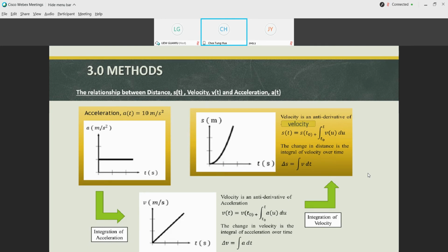Next, the distance is an antiderivative of velocity. So we can get the change in distance as the integral of velocity over time. And the distance has a graph represented as an exponential graph. Next, I'm going to pass the discussion to my teammate about the example question.